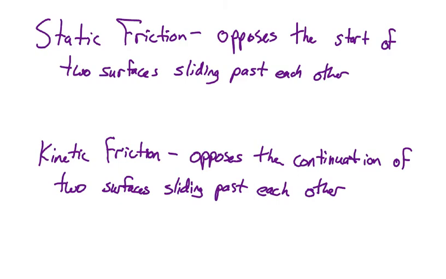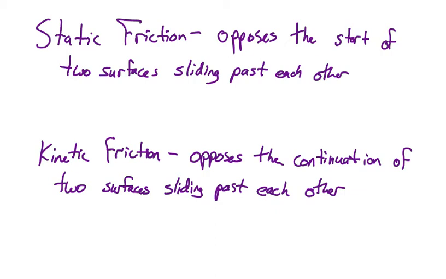And so we divide friction up into a couple of different types. We'll have static friction and kinetic friction. There are actually other types as well. Rolling friction, and fluid friction is a term people use sometimes when there's a lubricated interaction between two surfaces. But we'll just focus on static friction and kinetic friction. Static friction opposes the start of two surfaces sliding past each other.